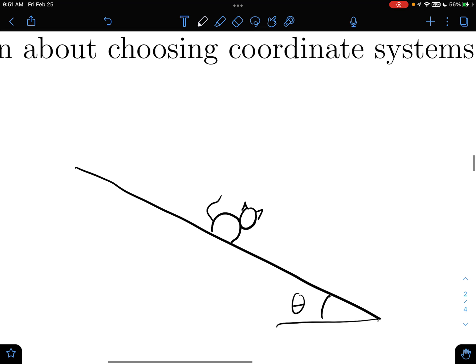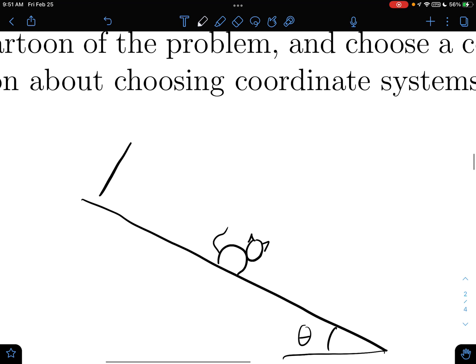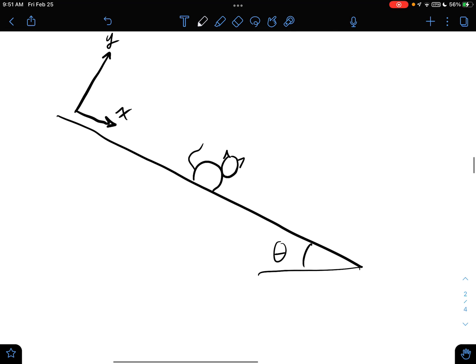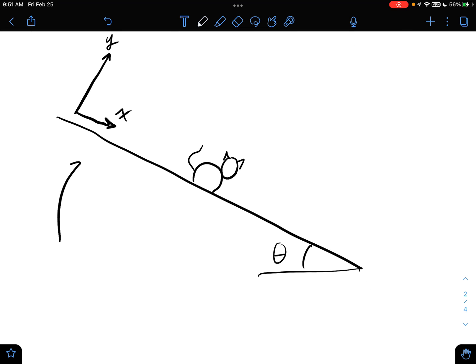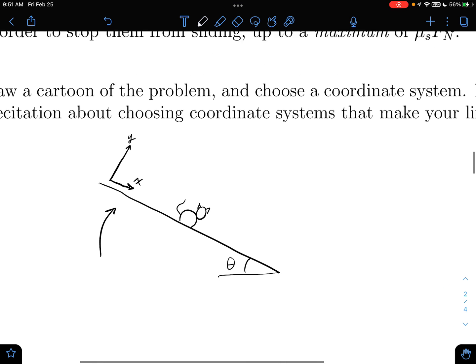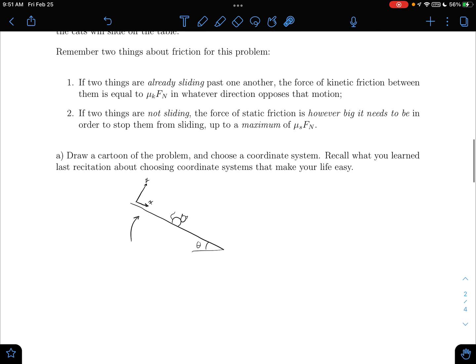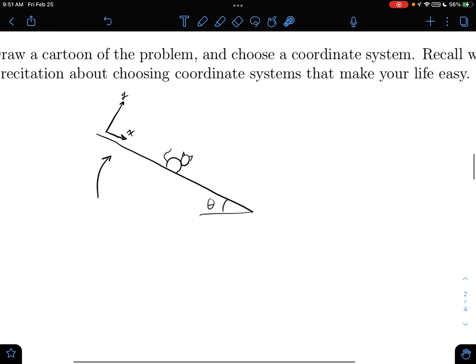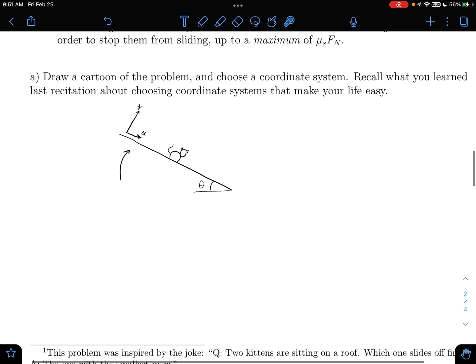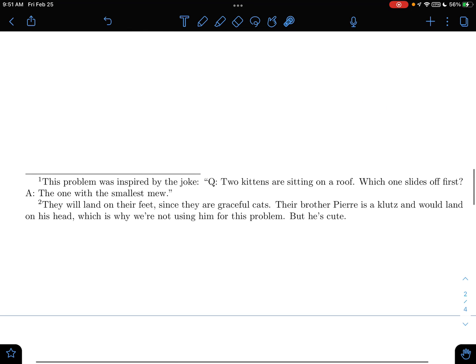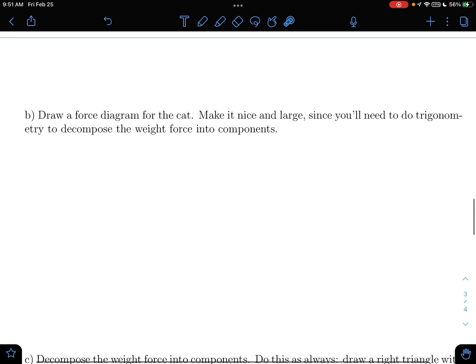There's our cat. And I'm going to say that my axes are tilted, because we said that's our easiest way to do some of these tilted problems. So I'm going to line them up perpendicular and parallel to the table. Our theta is increasing, so the table is going to be tipping up like that. Up is positive and right is positive for this. So here's our cartoon and coordinate system. Again, tilting the axes makes life easier in the long run.